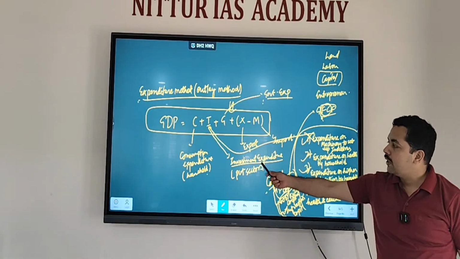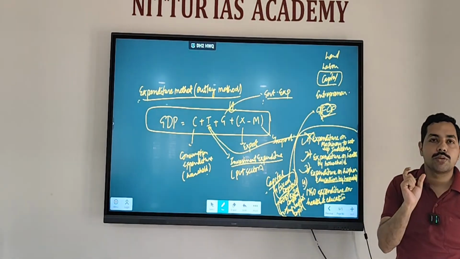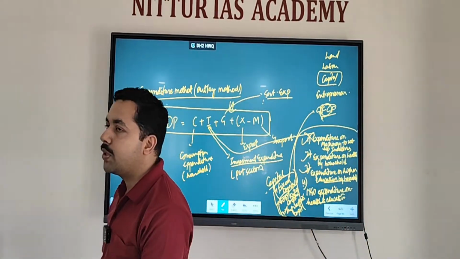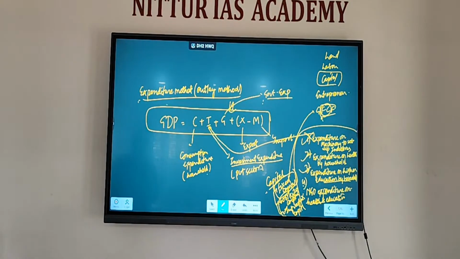Clear? So under I we are measuring gross fixed capital formation. What is gross fixed capital formation? It is only dealing with fixed capital. It does not deal with working capital or infrastructure capital. This is something you have to keep in mind with regard to the term gross fixed capital formation. So we have written in the bracket: investment in long-term assets, building, machineries. Bracket close.